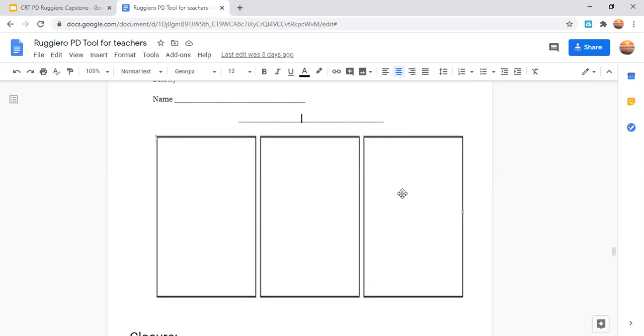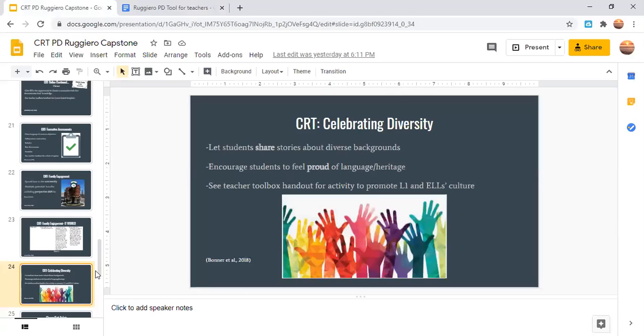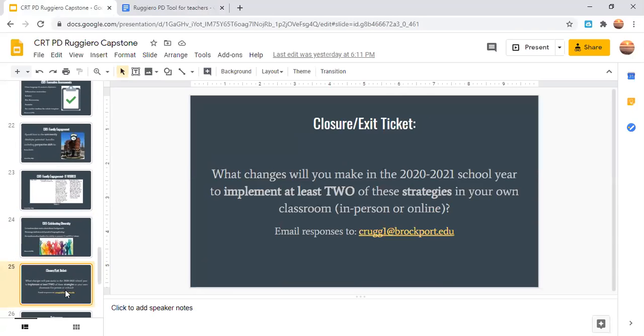So this opened the door to students utilizing each other as resources, and it helped them to learn to take pride in their L1 and cultural differences. Okay. So we have spent the last 40 minutes reviewing many culturally responsive teaching strategies to implement, to integrate culture and instruction for our English language learners.